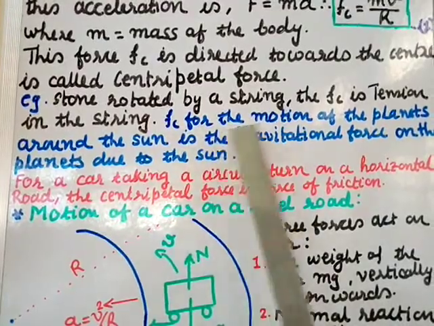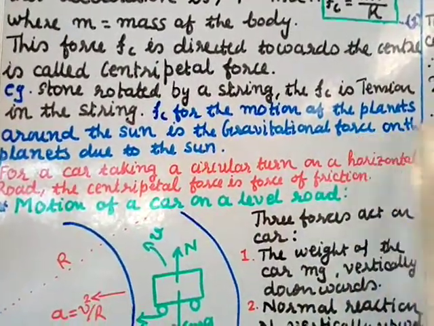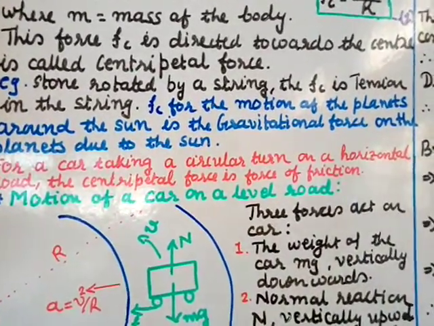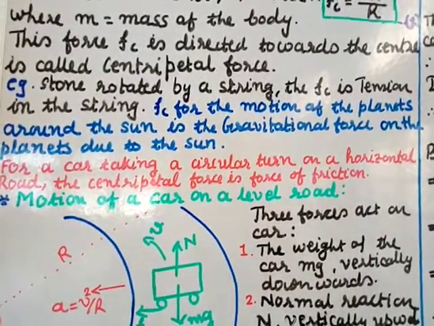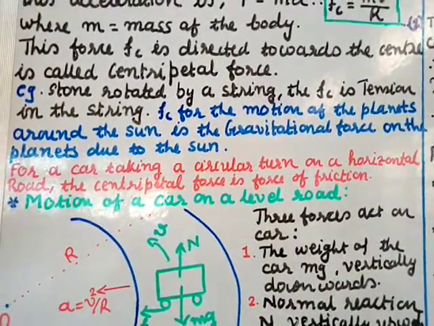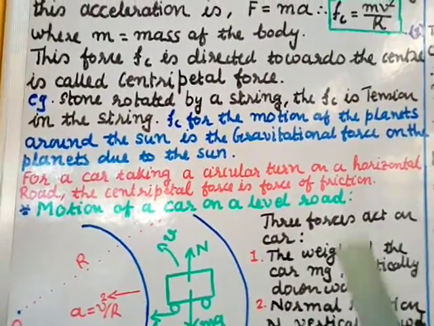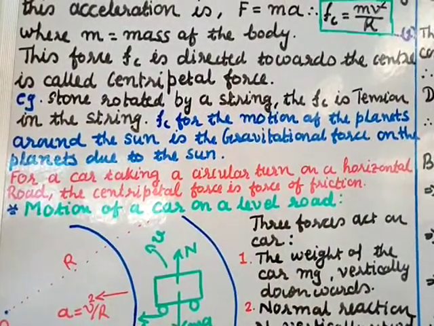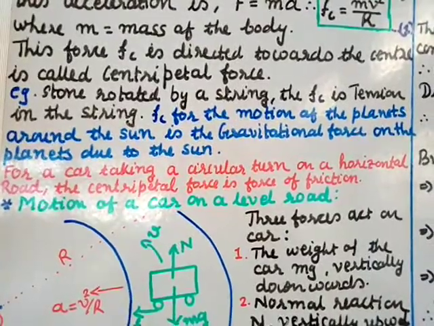Centripetal force for the motion of the planets around the sun is the gravitational force on the planets due to the sun. Now we know that the planets are moving in a circular motion around the sun, so there should also be some centripetal force. That is why the planets are doing the circular motion. That force is nothing but the gravitational force. So gravitational force provides the centripetal force for the motion of the planets around the sun.